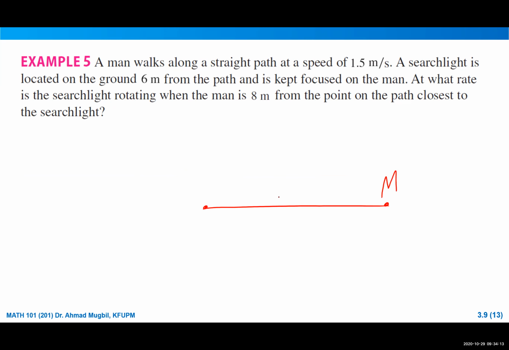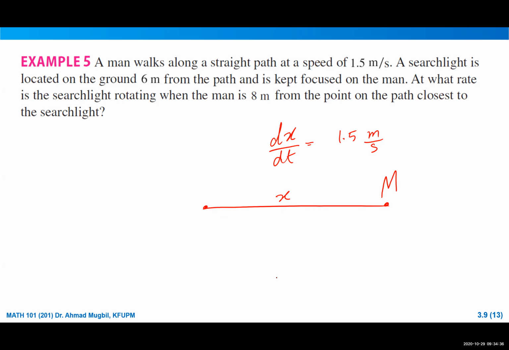If we call it x, usually the vertical, guys, we will call them first. So we have dx/dt equals to, is it positive or negative? I cannot decide now. What do you think? It depends on a man walking along a straight path at a speed of, I don't decide until now. A searchlight is located on the ground 6 meters from the path.